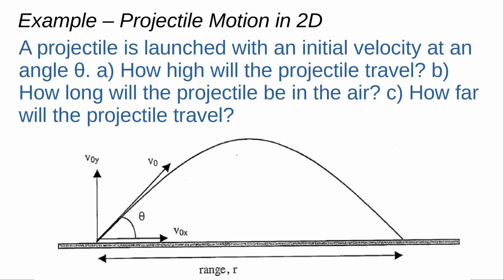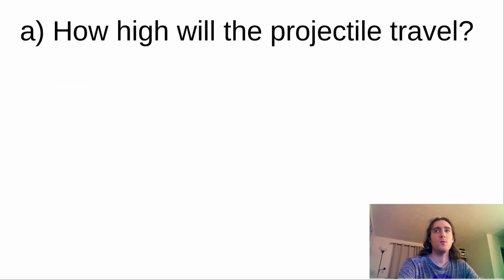A projectile is launched with an initial velocity at an angle theta. A. How high will the projectile travel? B. How long will the projectile be in the air? And C. How far will the projectile travel? Let's begin with part A. How high will the projectile travel?